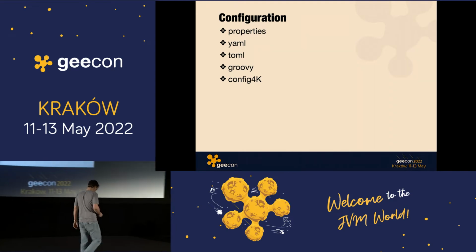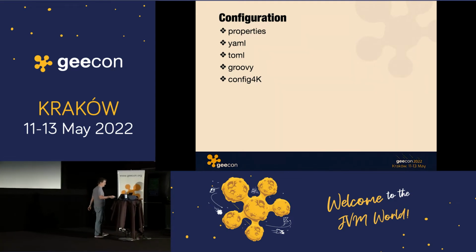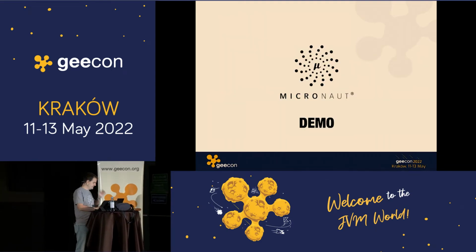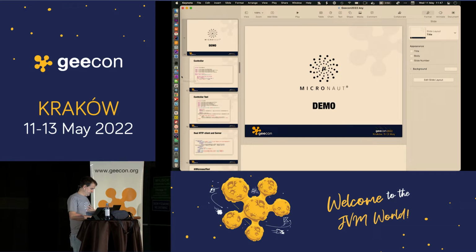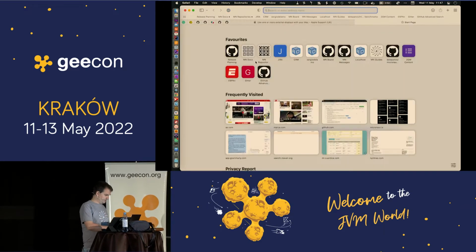You can have Micronaut applications configured with YAML, which is the default, but we also support properties files, TOML in Micronaut 3.4, and Groovy and Config4k. I'm going to show you a Micronaut application. So hopefully, the home of Micronaut is micronaut.io.